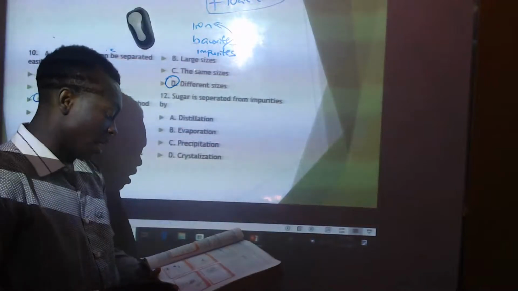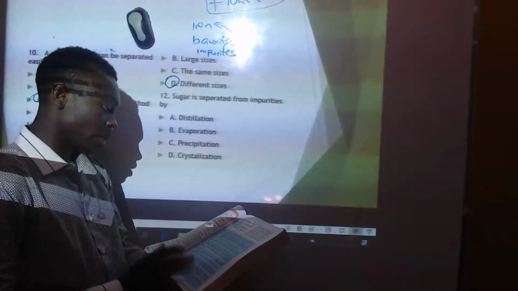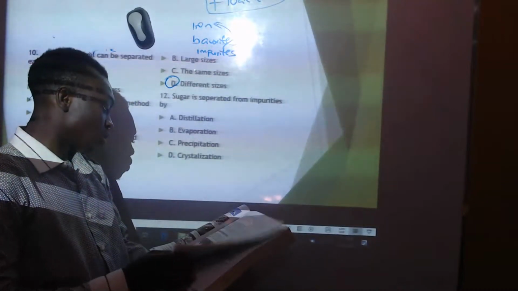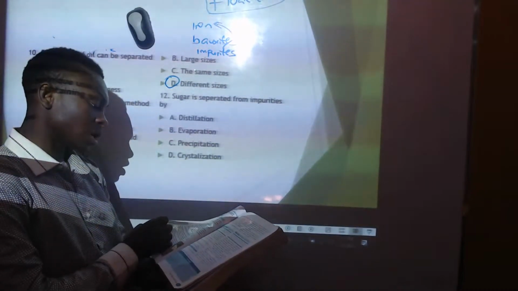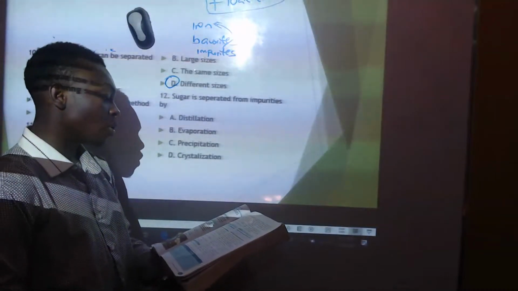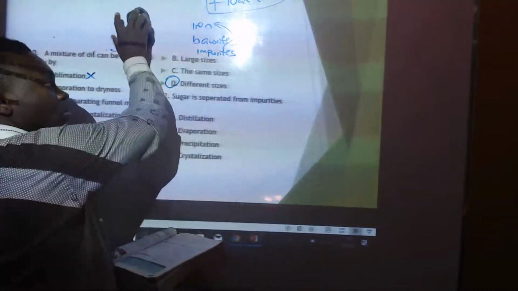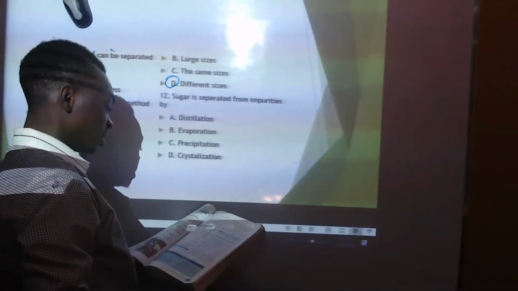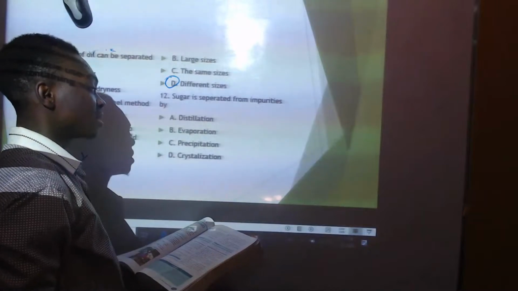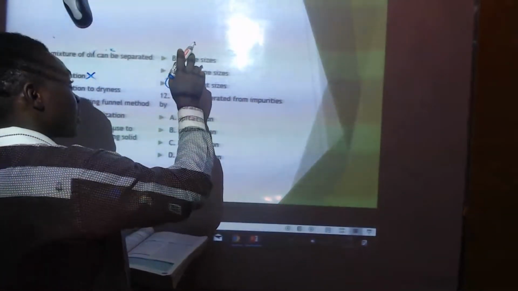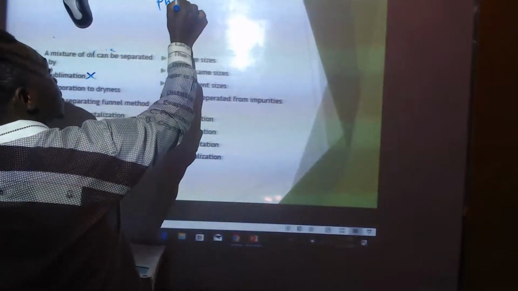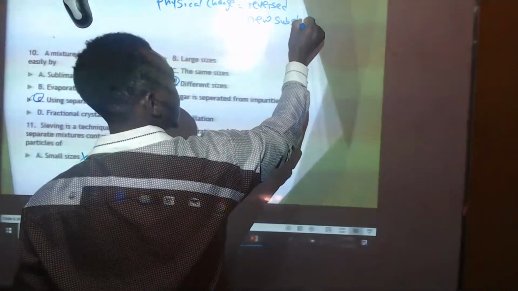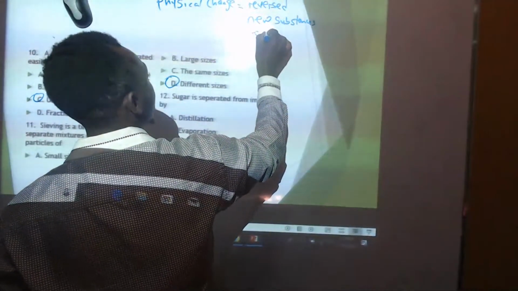Now, let's go through other methods. I didn't actually talk more about mixtures and how mixtures do their stuff. There's what we call physical change and there's what we call chemical change. Physical changes are ones which are easily reversed, and in physical change new substances are not formed.